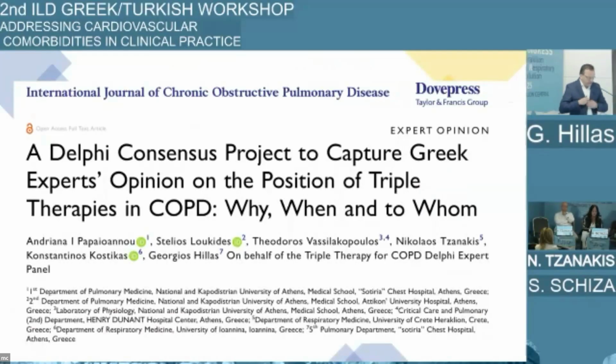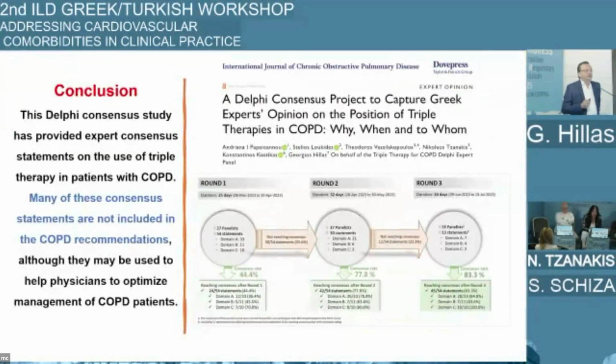And this is our Delphi consensus project to capture Greek expert opinion on the position of triple therapy: why, when, and to whom, where a 3-round online Delphi survey was developed. And the final conclusion was that this consensus provided expert consensus statements on the use of triple therapy, but many of these statements are not included in the COPD recommendations, although they may be used to help physicians optimize management of COPD patients in everyday clinical practice.